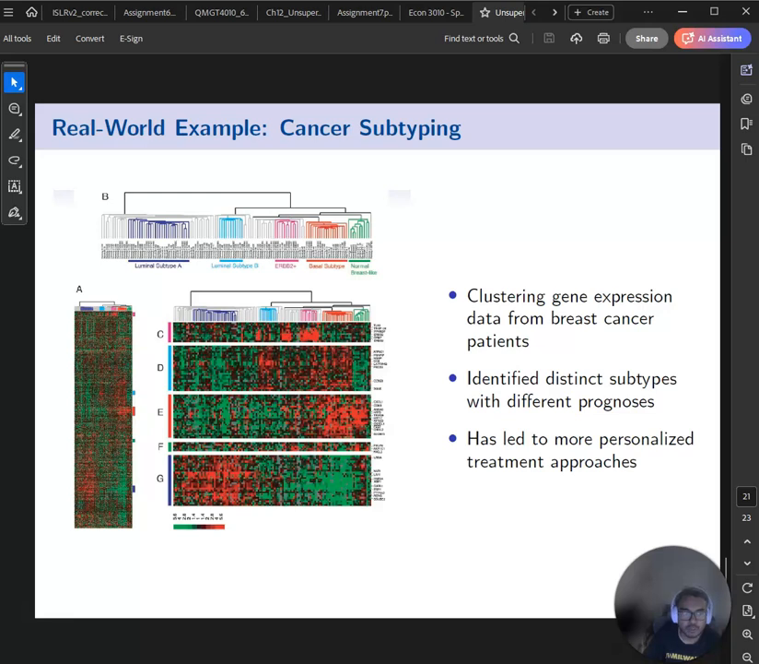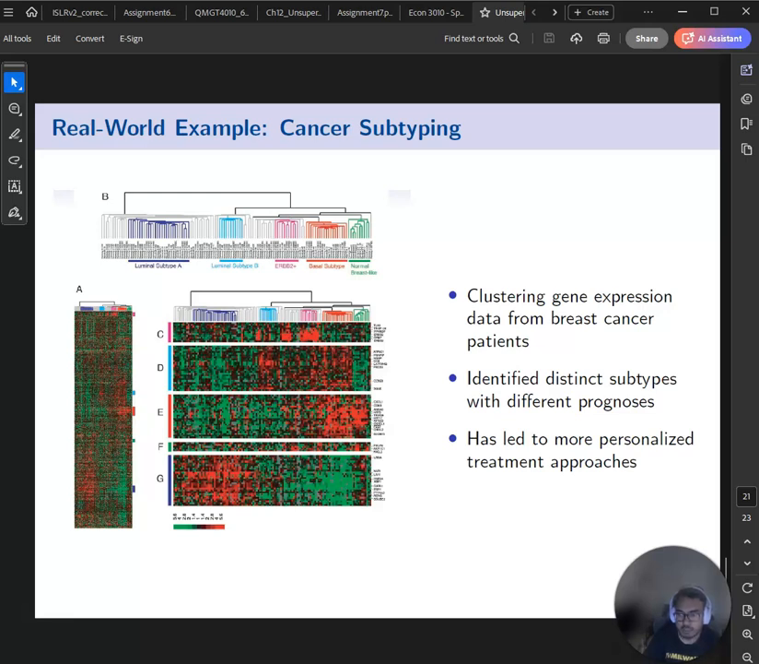So here's a real world example of clustering. The visualization shows the results of clustering gene expression data from breast cancer patients. Each column represents a patient, each row a gene, and the colors indicate the expression levels. Red for high expression, green for low. By applying clustering techniques to this genomic data, researchers have identified distinct subtypes of breast cancer that are not obvious from traditional clinical features. Notice how the dendrogram at the top shows the hierarchical relationships between these subtypes.